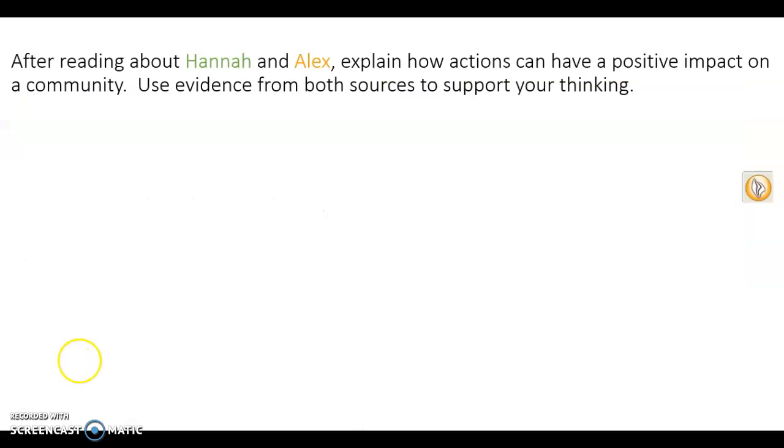So let's take a look at what a sample essay might look like in action using two of the individuals that we already read about in reading this year, Hannah and Alex. Take a look at this essay question. After reading about Hannah and Alex, explain how actions can have a positive impact on a community. Use evidence from both sources to support your thinking.